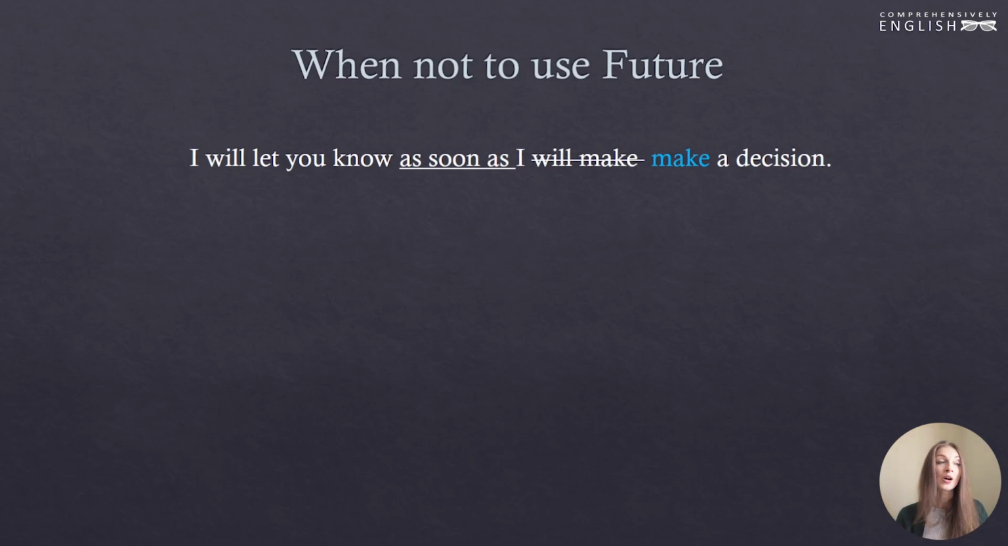When not to use the future simple tense? I will let you know as soon as I make a decision. In this sentence, we have a subordinate clause. It's an adverbial clause of time. And in this type of clauses, we cannot use any future tense. Neither the future simple, nor the future perfect, nor the future progressive. What we have to use is a corresponding present tense. So, for example, if your action is of the simple aspect, instead of the future simple, you will use the present simple tense. The same situation we have in conditional sentences, in conditional clauses.